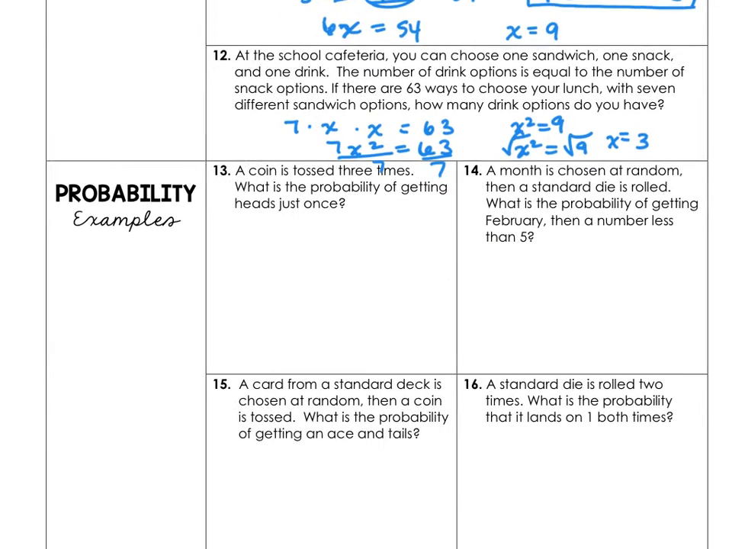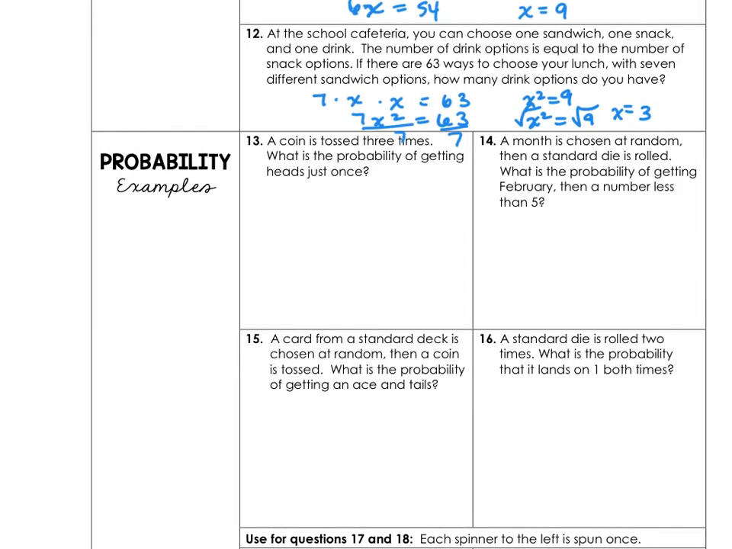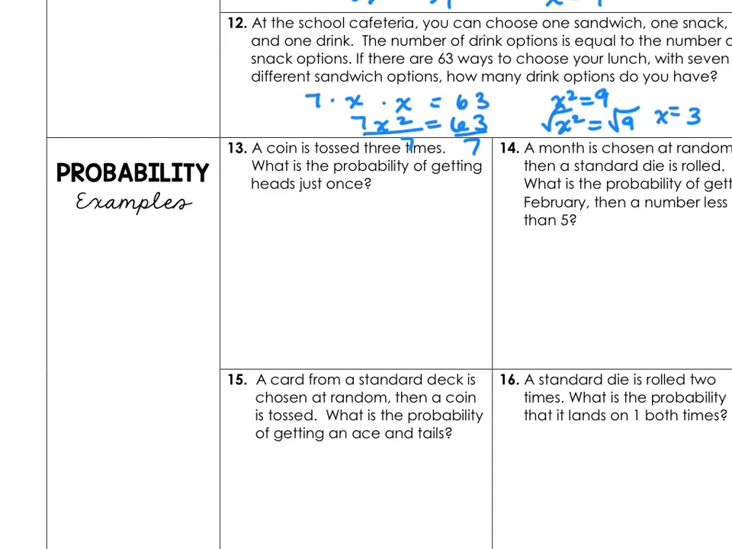We're just zipping right along here. A coin is tossed 3 times. What is the probability of getting heads just once? Okay, so our possible outcomes we know is going to be 2 times 2 times 2, which is 8 outcomes. But that's not our final answer. We want the probability of getting heads just once.